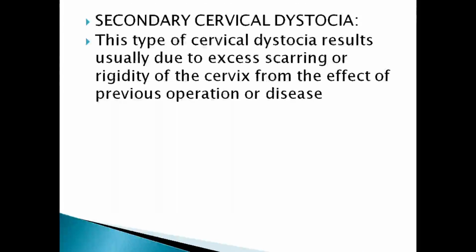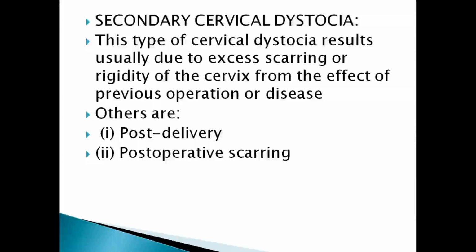Secondary cervical dystocia. This type of cervical dystocia results usually due to excess scarring or rigidity of the cervix from the effect of previous operation or disease. The others are post-delivery, post-operative scarring, and cervical cancer.